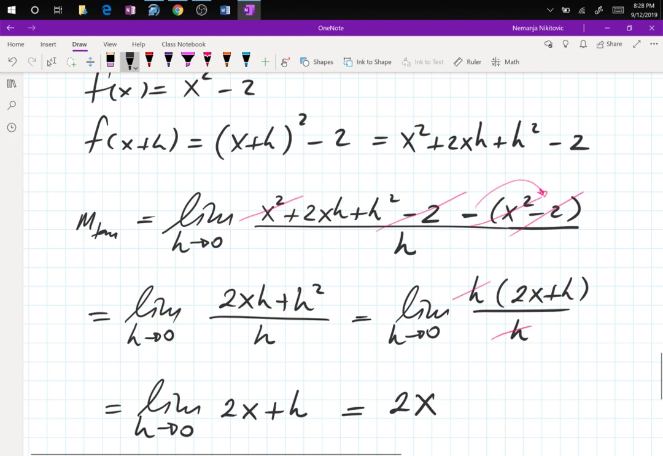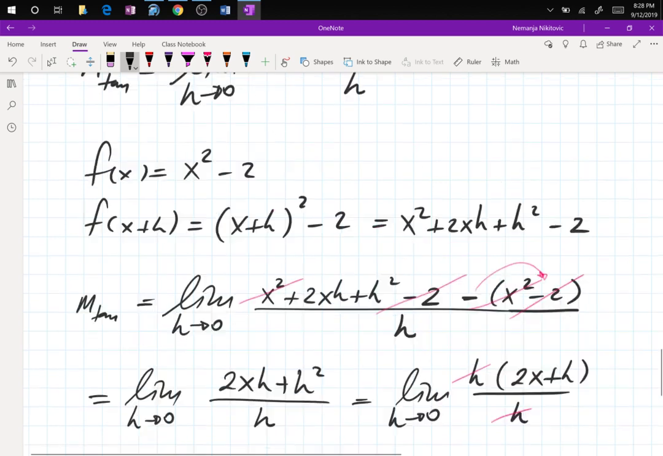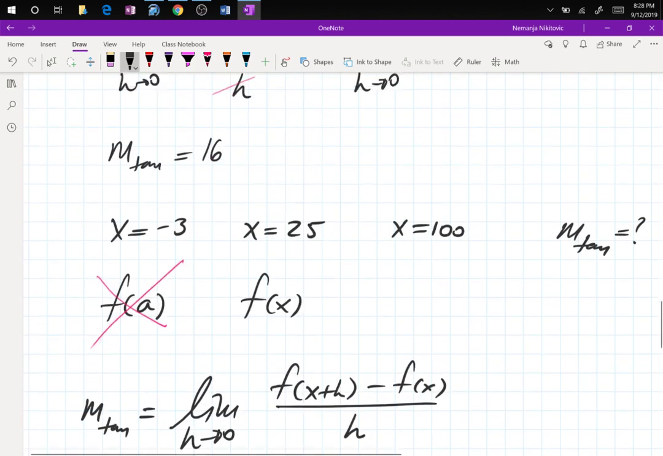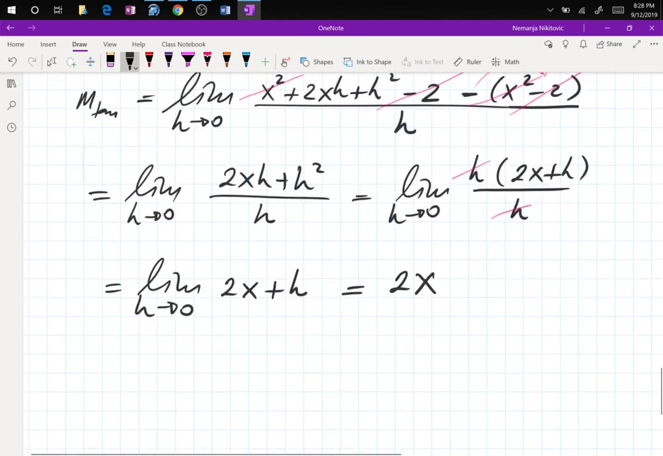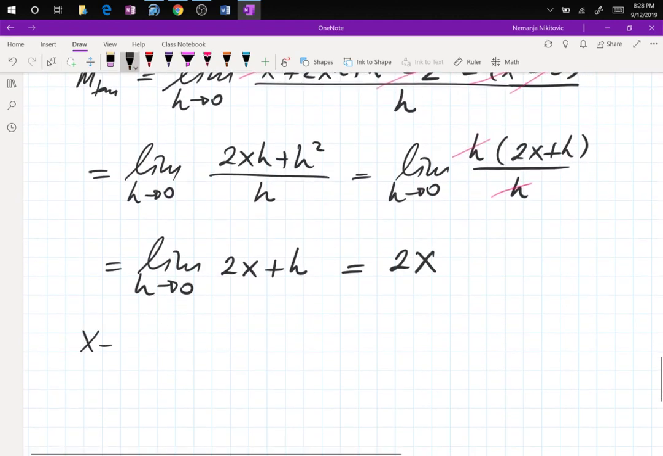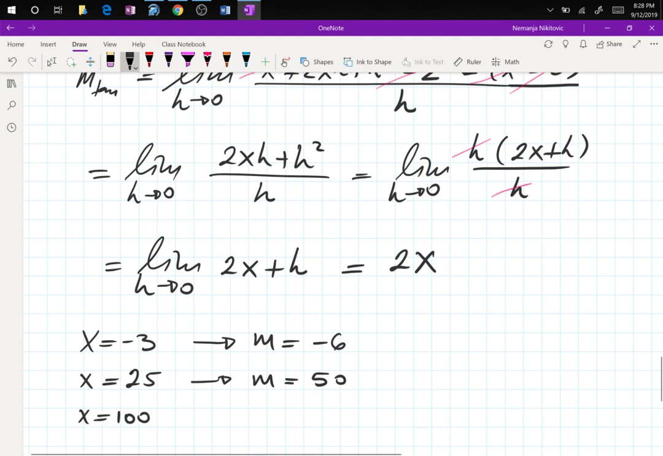Now, the boss said negative 3, 25, and 100. X equals negative 3 will produce the slope of negative 6. X of 25 will produce the slope of 50. And x of 100 will produce the slope of 200.